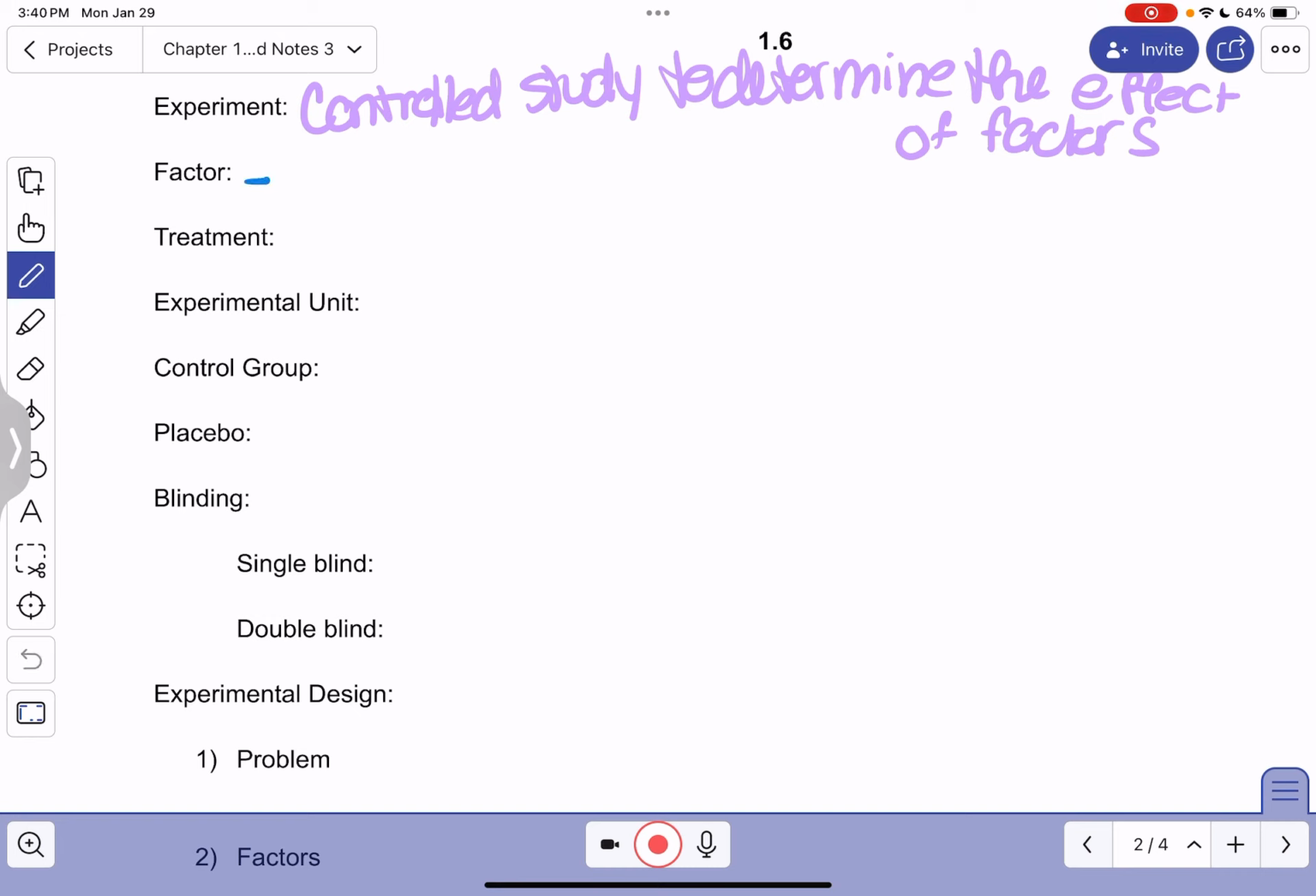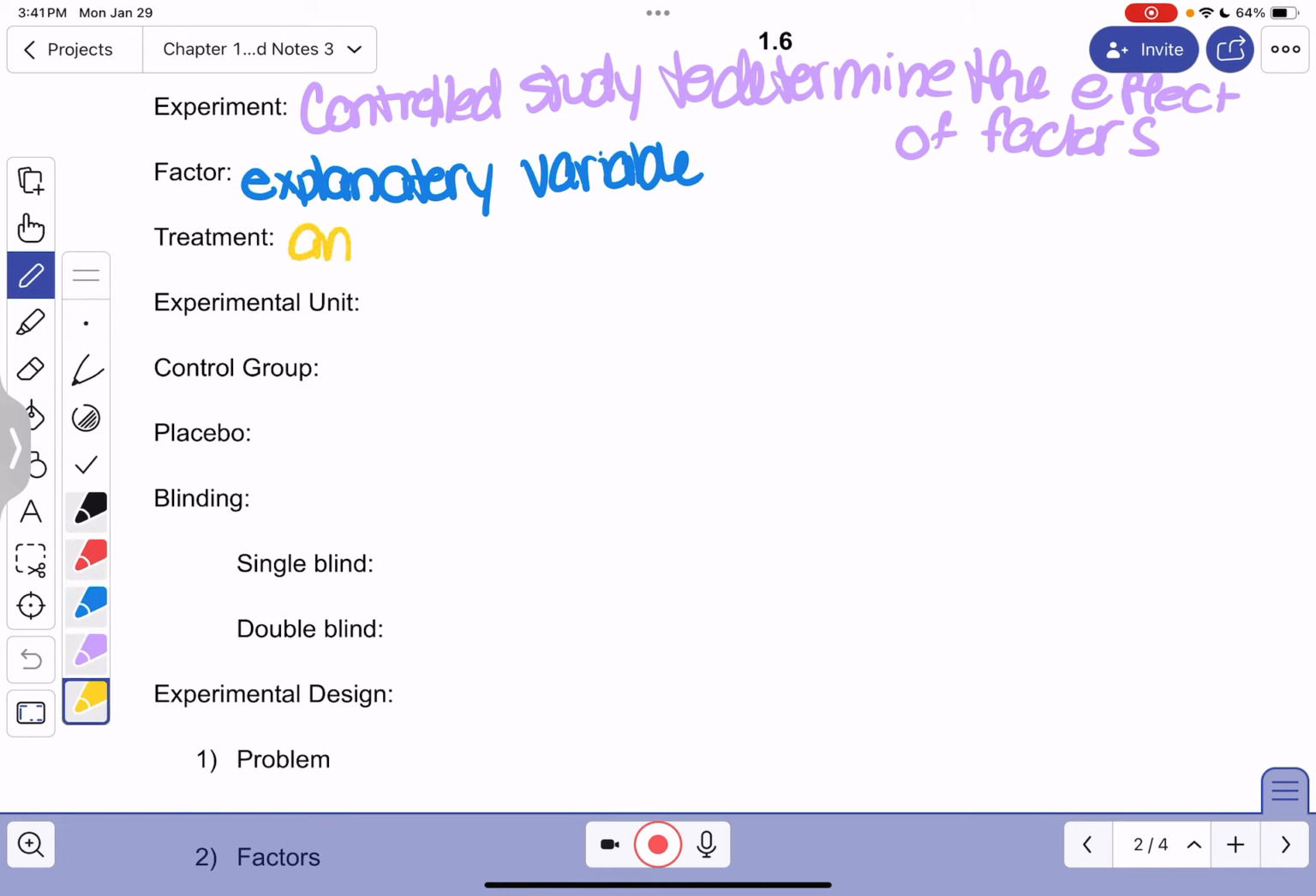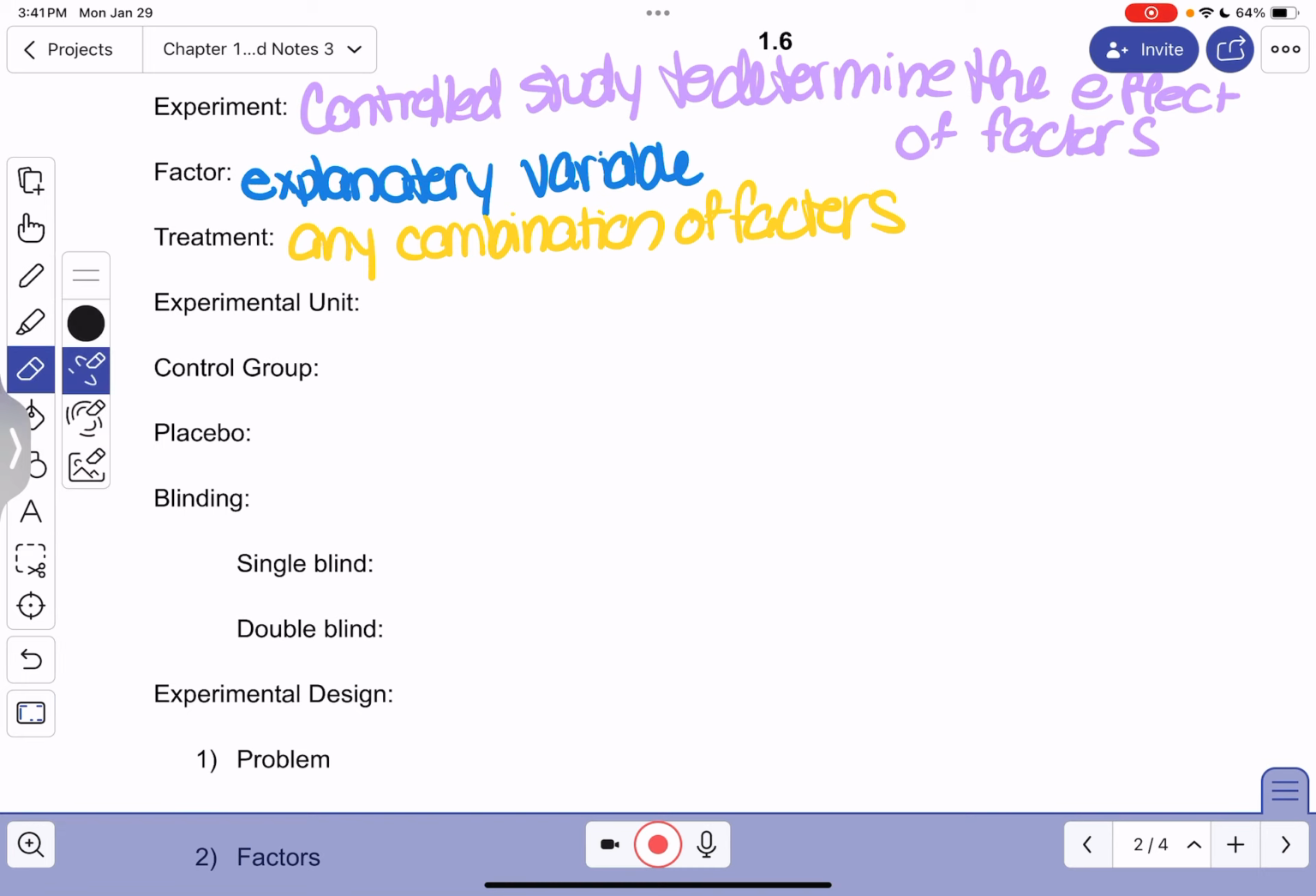A factor is the explanatory variable. So different factors are different things that could be affecting the outcome. Treatment is any combination of the factors. So if there are multiple things that could be affecting your outcome, you might combine them in different ways. For example, if we were talking about smoking and vaping, one group might smoke cigarettes, one group might vape, one group might do none, one group might do both, like different amounts of them. All of those things are different types of treatments.